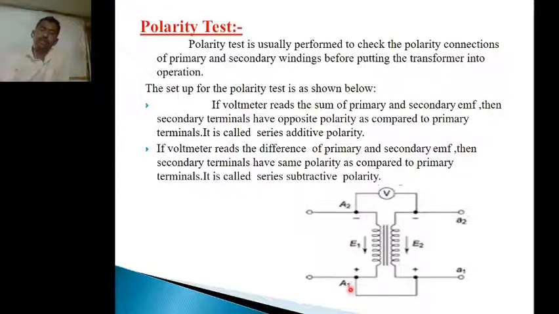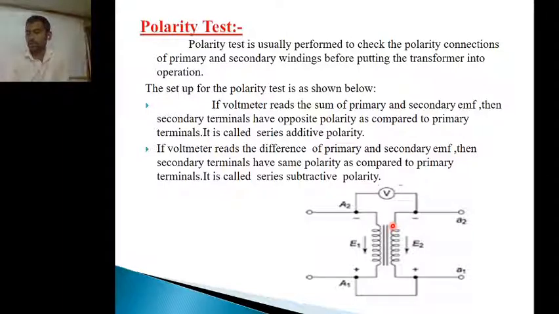In between the primary winding and secondary winding we have made a short circuit on one side, and we have connected a voltmeter on the other side. If the voltmeter reads the sum of the primary and secondary EMF, then the secondary terminals have opposite polarity as compared to the primary terminals. So if you have the addition of the primary EMF and secondary EMF, then we call those two to be in opposite polarity, and it is called the series additive polarity.